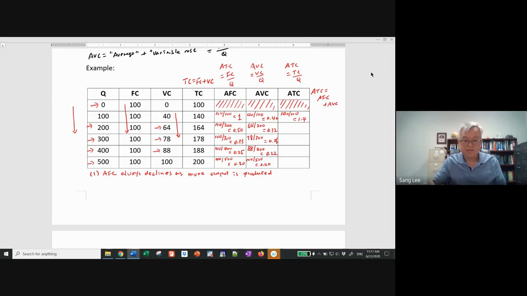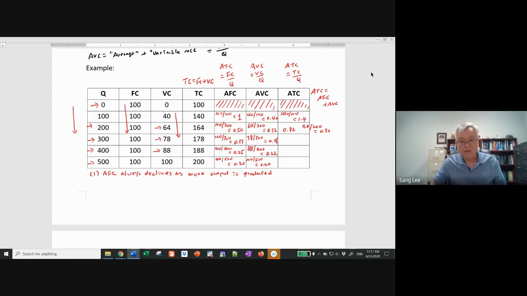Now here, we already know average fixed cost and the average variable cost. So we can just add them up. So average total cost of producing 200 units is what? Average fixed cost plus average variable cost. So it'll be simply 82 cents. Or you can actually confirm this. For example, 164 total cost divided by 200 units, then what? You still get 82 cents. Okay, either way.